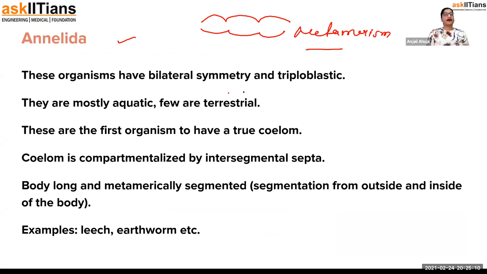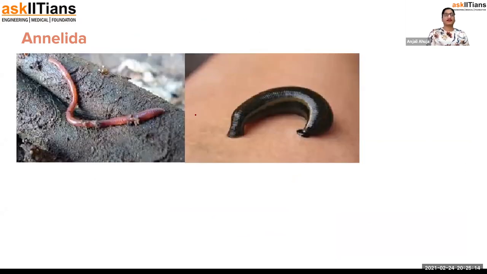These organisms have bilateral symmetry and they are triploblastic. They're mostly aquatic. You must have seen this worm, the earthworm. They have segmentation, and this is the leech. The scientific name is Hirudinaria posthuma.